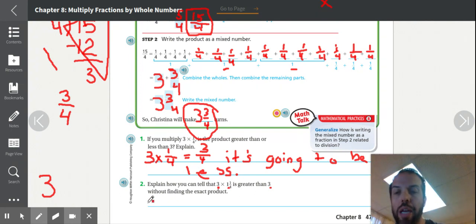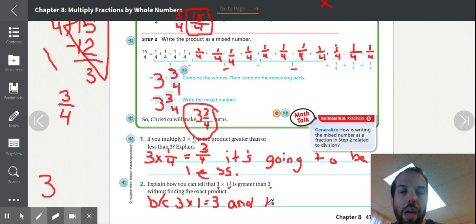So we can say, we'll say B-C, which stands for because, okay, because 3 times 1 equals 3. And I would still have to multiply my fraction, 3/4.